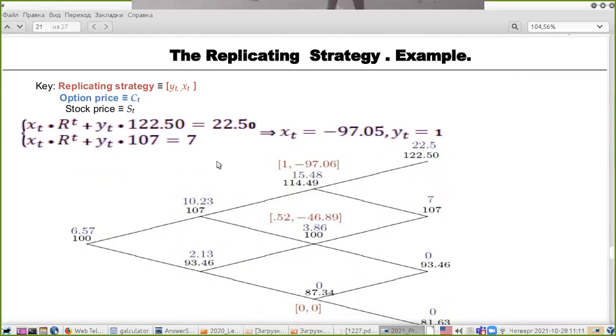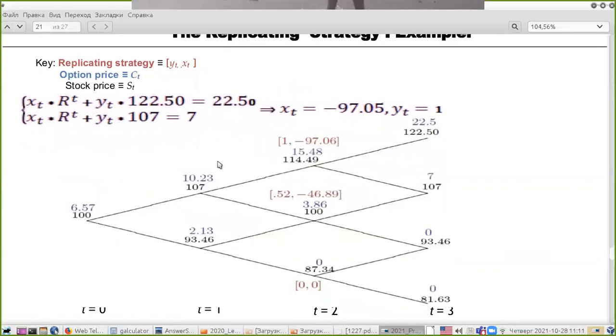Let me recall what a replicating portfolio is. We construct a portfolio from cash and stock only, and that's all. The idea is that the value of this portfolio equals the payoff function of the option. That's the idea, and we would like to compute backwards.